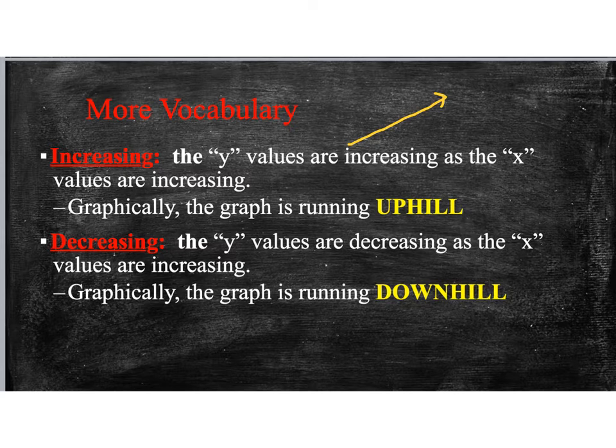Then secondly, we have decreasing. Well, decreasing is sometimes mixed up with negative interval. But decreasing is where the y values are decreasing as the x values are increasing. So again, you're going to see this as going downhill from the left to the right. Again, it doesn't matter whether it's below or above the x-axis. It's just whether it is going up or down.